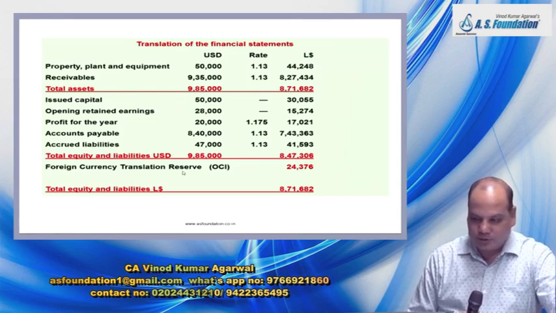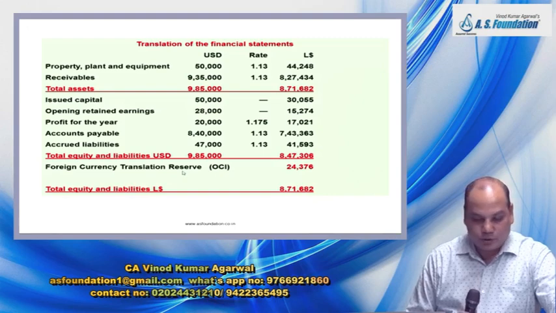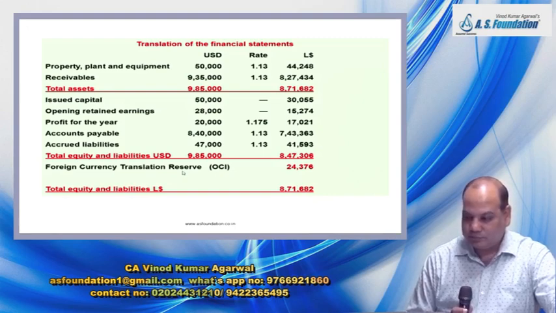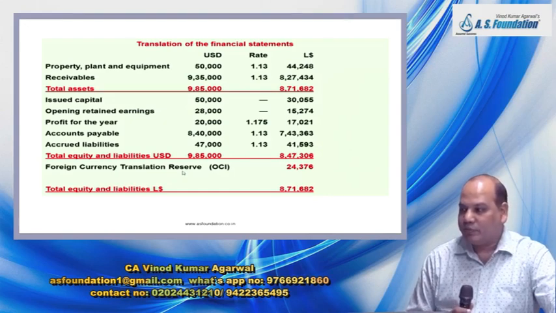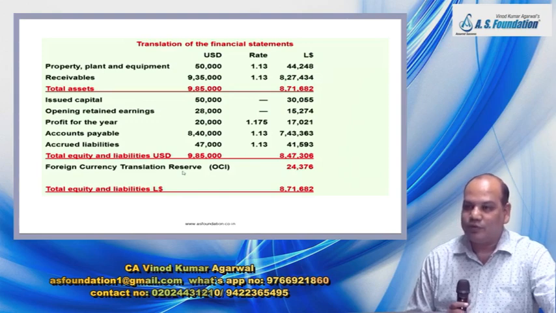Write down. Same question, write again. Property, plant, equipment. Rate applied: closing rate 1.13. Correct? Closing rate will apply. So the calculation is, trust me, 44248. Is it right? Or you want to check?